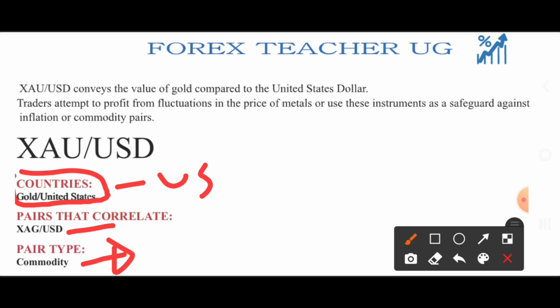What do I mean by highly volatile? It can move very many pips in the shortest period of time, which can lead to big losses or big profits if you're not careful. And you should always use very small lot sizes if you don't have enough equity in your account.